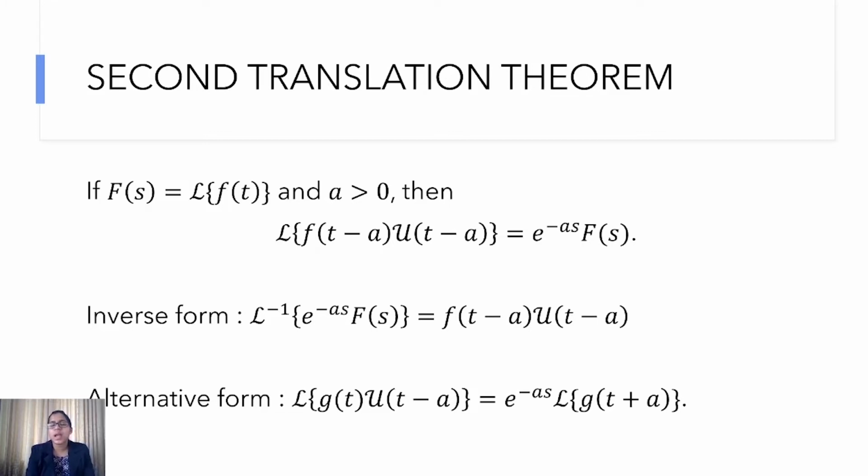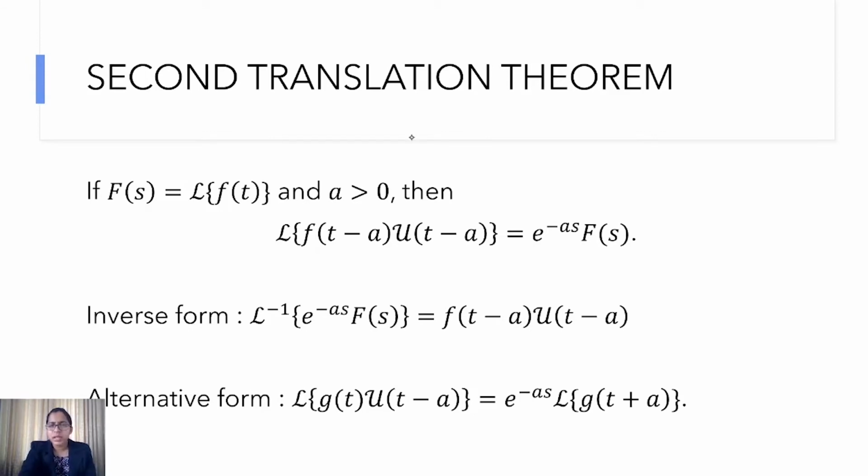Okay. So in the first translation theorem, we were discussing the exponential multiple of a given function, that is, what will be the Laplace transform of the exponential multiple. So here we are actually shifting the function to a particular point and then multiplying it with the unit step function and seeing what the Laplace transform is. So that is the second translation theorem.